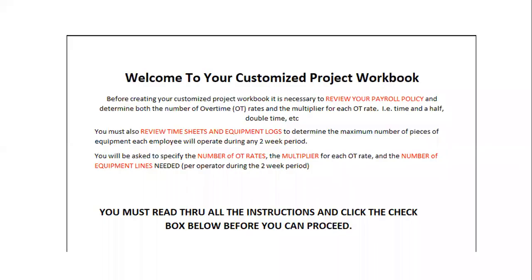This variable workbook was created to allow multiple parameters designed to fit the majority of client needs. As the end user, you will be asked to select your number of overtime rates, the multiplier for each of these overtime rates, and the number of equipment lines needed per operator during a 2-week period. In order to provide these parameters, it is important that you review both your payroll policy and your disaster timesheets and equipment logs. These instructions will help you successfully navigate this workbook.